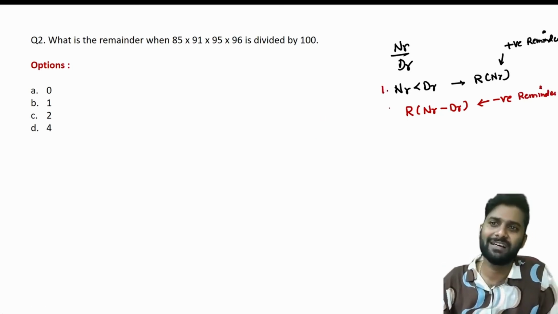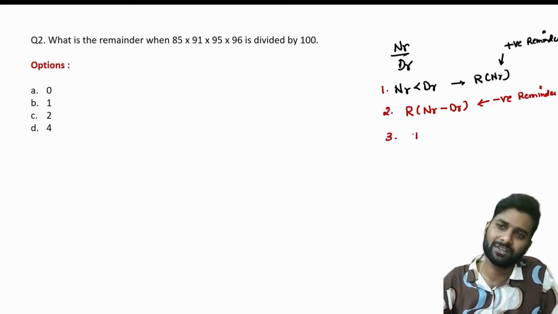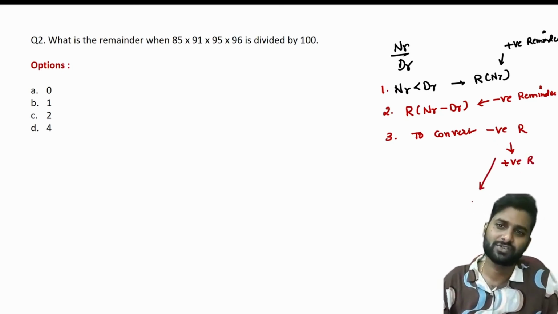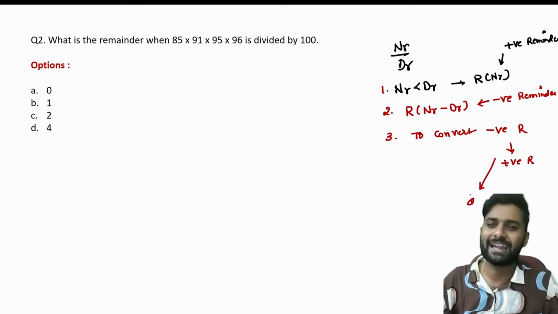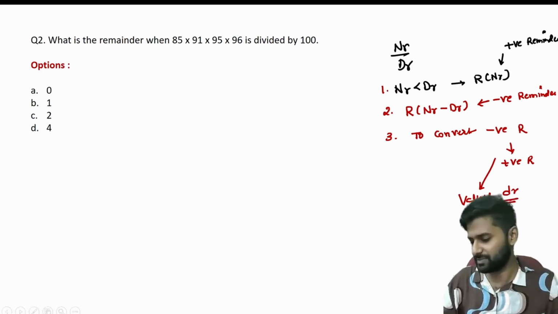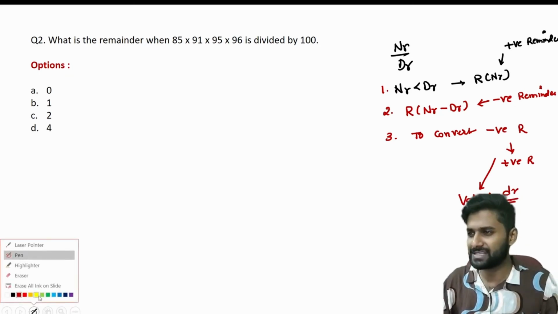That's why learn the third point, to convert a negative remainder to a positive remainder. To convert a negative remainder to a positive number, simply whatever the value is, add it to the denominator, and it becomes a positive remainder. Let me take an example to understand the entire theory.